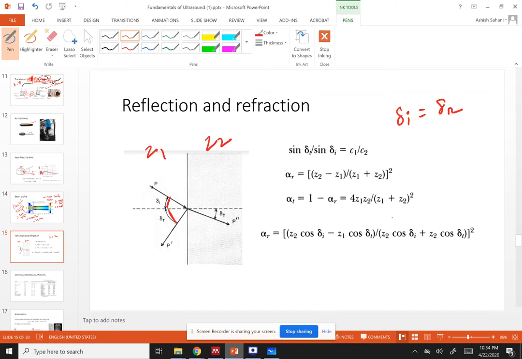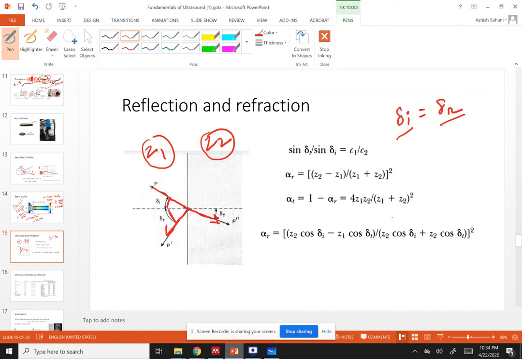For example, here the sound is moving from one material with acoustic impedance Z1 and going into another material with acoustic impedance Z2. In this case, there will be two things happening very clearly. Some part of the sound energy will get reflected and some part will get transmitted into the medium. The angle of incidence will be equal to the angle of reflection.